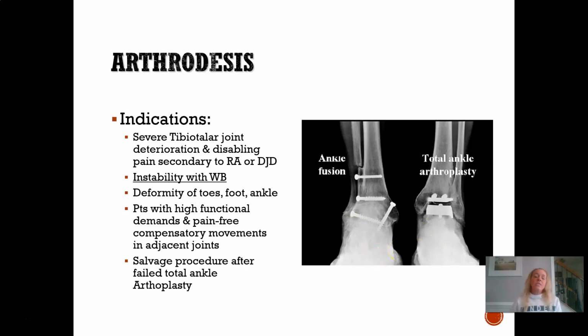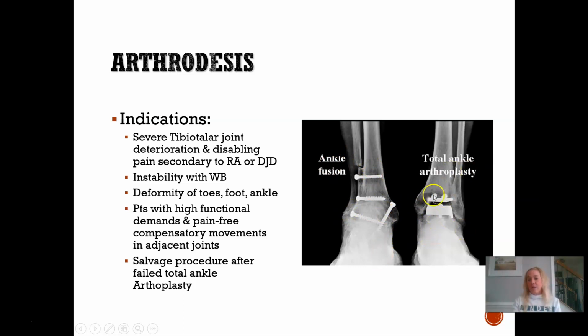All right, so we're going to talk about arthrodesis now. This is actually the most common surgery for late-stage arthritis at the ankle. So these are going to be more common than total ankle arthroplasties. This x-ray I included here just to show you the difference of what an arthrodesis is going to look like versus a total ankle arthroplasty.